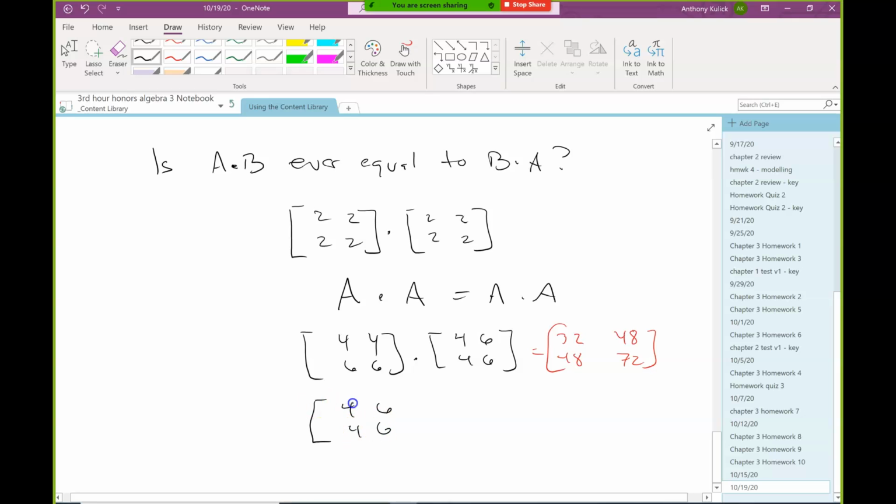I ask every year in this honors class. Nobody's ever suggested this situation, Sydney. So I honestly don't know if it's going to work or not. So that's why we're actually doing it. So we have 4 times 4 is 16, and 6 times 6 is 36. So that's going to be 52. And already we see that it didn't work.